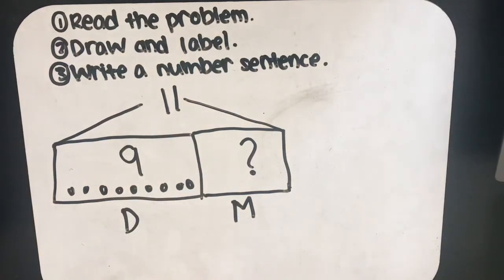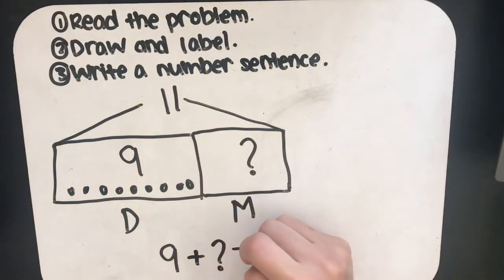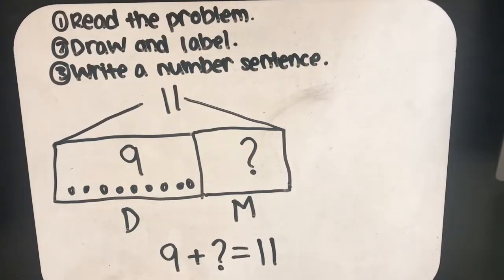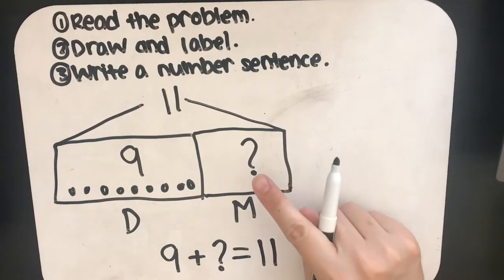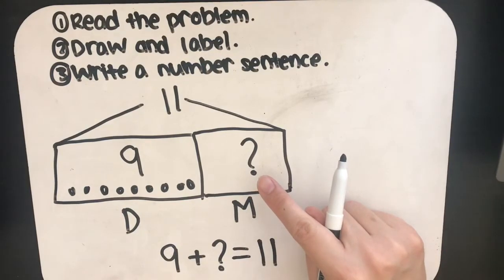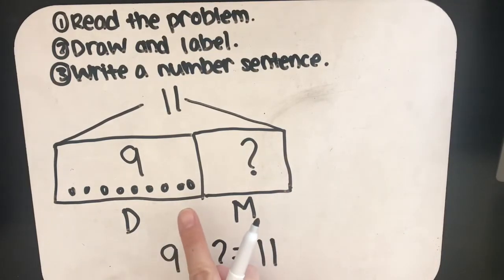Let's write a number sentence so we can see what we're working with. 9 plus an unknown number equals 11. Now I can solve for this unknown part by counting on from 9 until I get to 11. This is just one of the strategies that we can use.